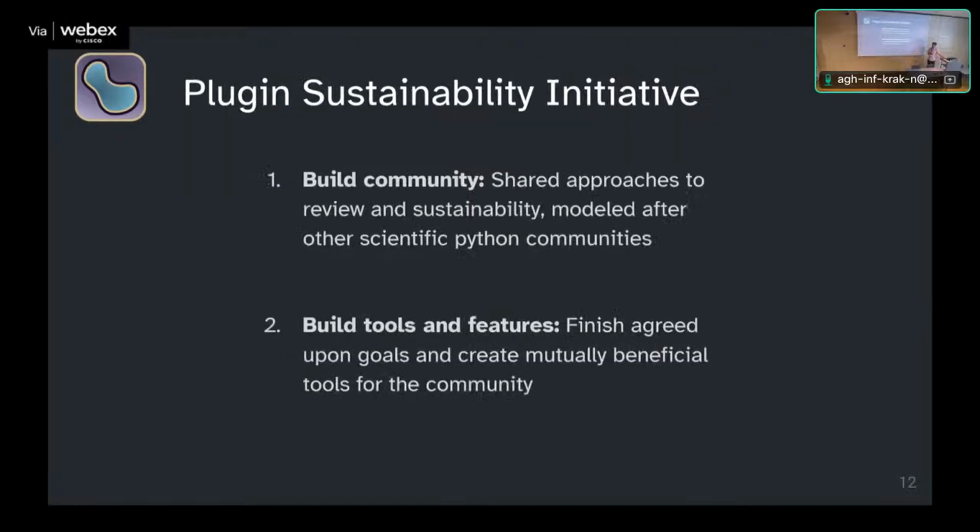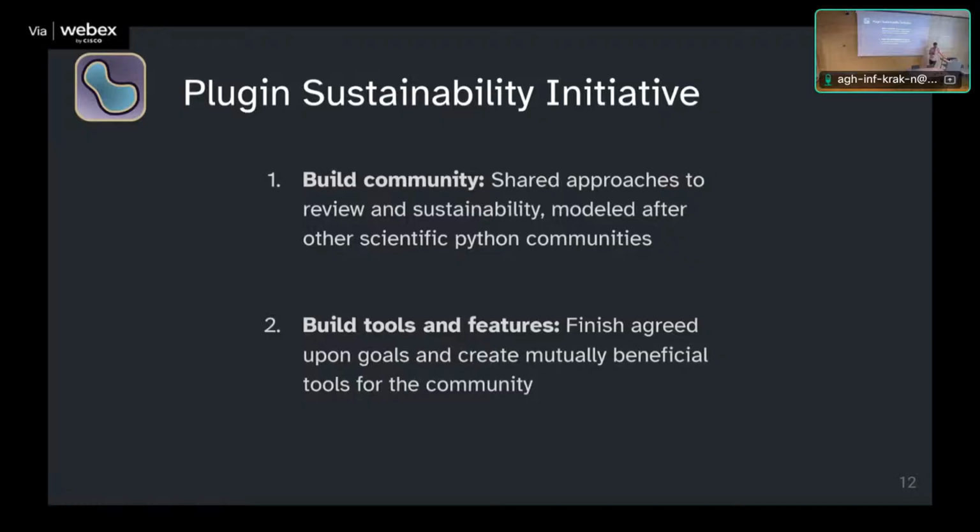So I framed the initiative around two key ideas: that we needed to build, or rather rebuild, the community. And we were going to do this with shared approaches to review and sustainability. This was really modeled after other scientific Python communities. Where I was at SciPy, I met folks from PyOpenSci, or the Scientific Python, and those different groups that are really thinking, how can we make good, sustainable scientific Python code?